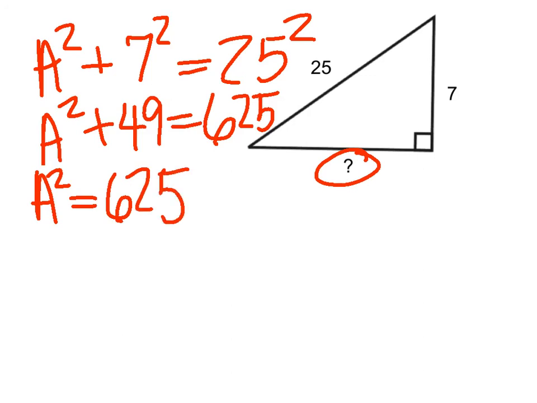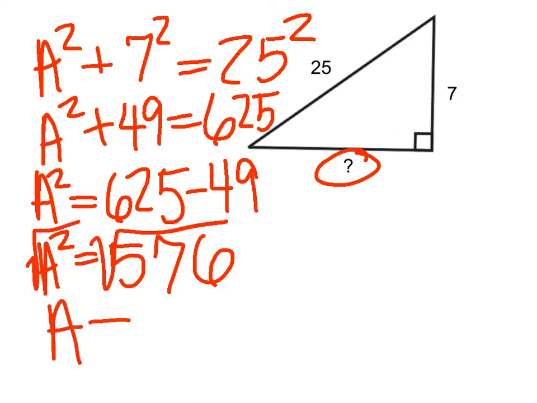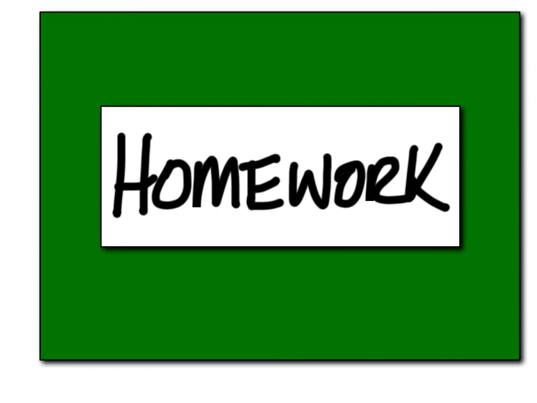We get a squared is equal to 625 minus 49. What's that going to give us? 576. Alright, what do we need to do? Square root both sides. When we find the square root of both sides, it's the square root of 576. 24, and that should be your final answer. If you had that, go ahead and come on up.